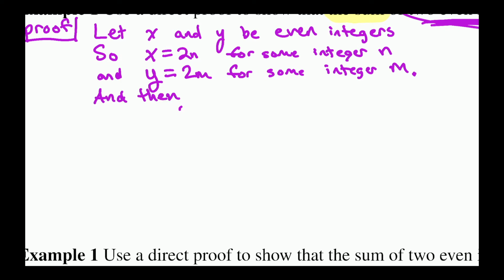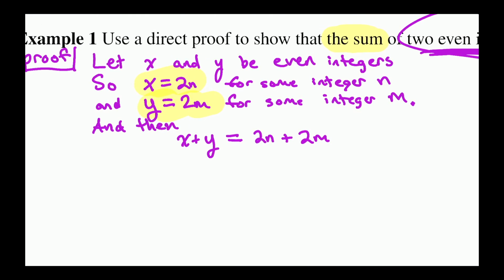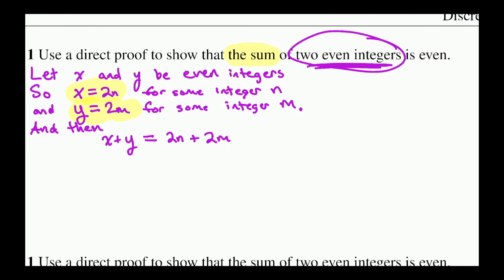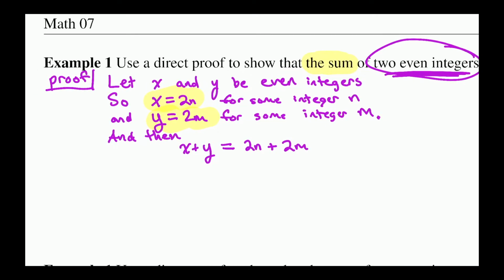And then, x plus y, what's x plus y? Right, that's the sum. But what is it equal to? Well, we've got x is 2n, y is 2m. So x plus y is 2n plus 2m, right? All of this right here, if you think about it, was something that I didn't actually have control over, because I'm doing a direct proof to show that the sum of two even integers is even. So I came up with two even integers and then I added them together. I didn't even have a choice about that. That's just what I had to do for the proof.